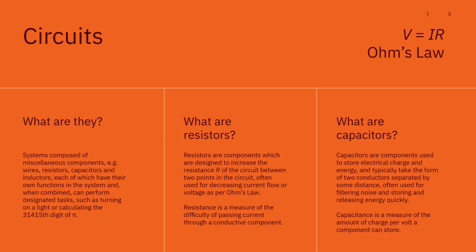Capacitors, on the other hand, are components which can store electrical charge and energy and expel it later at a rapid rate. Capacitors are useful for a lot of things, such as filtering noise in a signal or limiting the voltage delivered to a specific part of a circuit. The amount of charge a capacitor can store relative to the electrical potential differential between the two opposing conductors of which the capacitor is composed is the quantity known as capacitance, which is more particularly a measure of the amount of charge per volt that a capacitor can store.